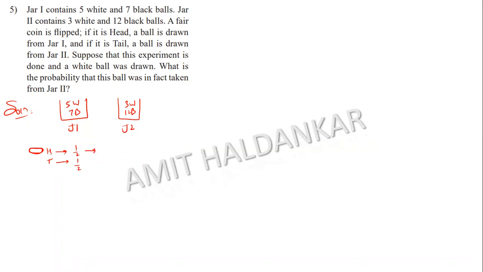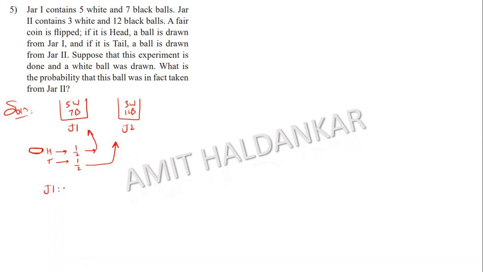So if it is flipped and it is head, it will go from jar 1. And if it is a tail, it will go from jar 2. Suppose that this experiment is done, a white ball was drawn. Now what he is saying, a white ball was drawn, W. So let me just start with, if I say J1 and J2.